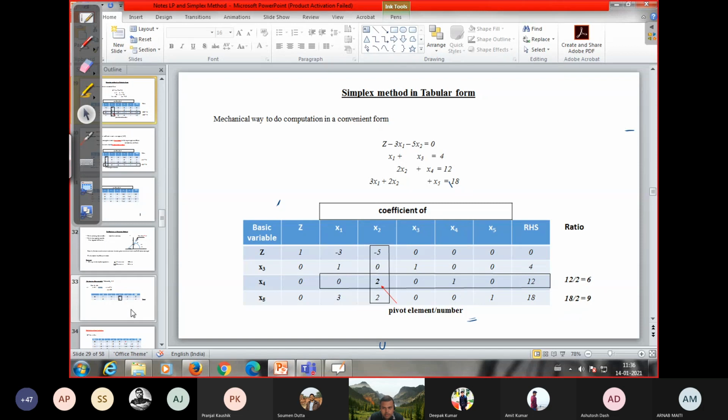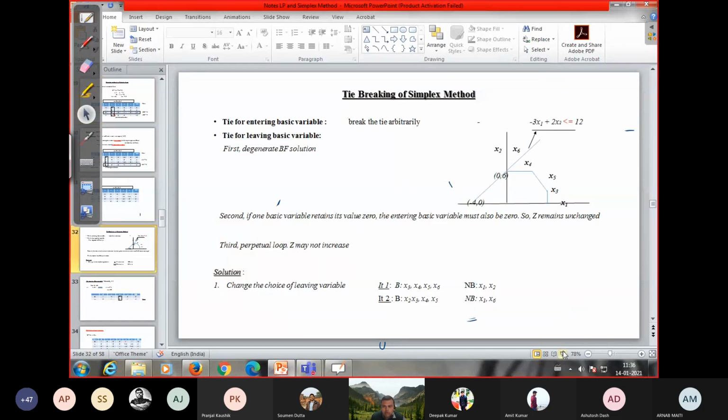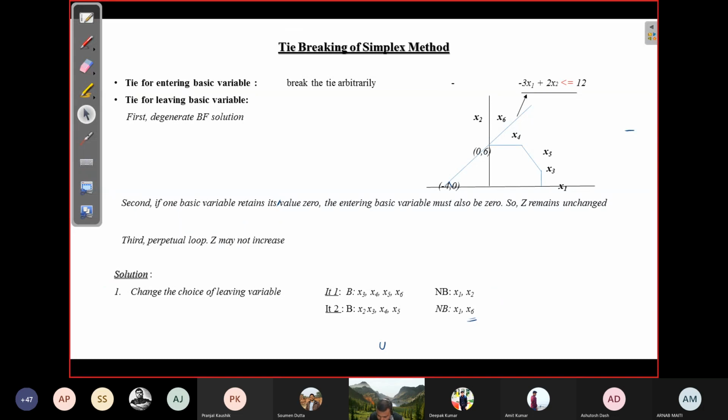So what is the solution you are getting in the next table? What is the corresponding augmented solution for 0, 6? You will get 0, 6, right, in the next table. So what is the augmented solution for 0, 6 here? What is the value of x3, x4, x5, and x6? x6 will be 0 here, right? I have chosen x6 to leave. So what is the value of x3, x4, and x5? This one. So 0, 6, 40, 60.